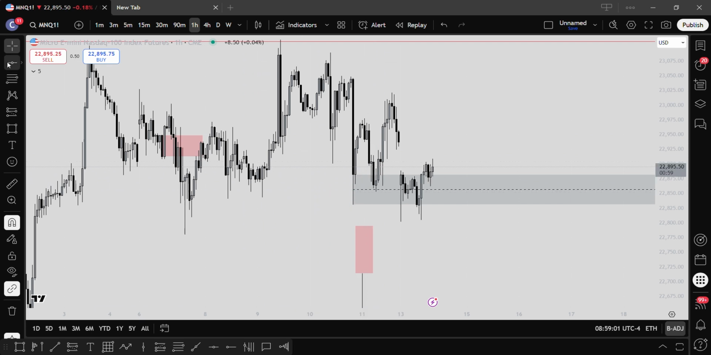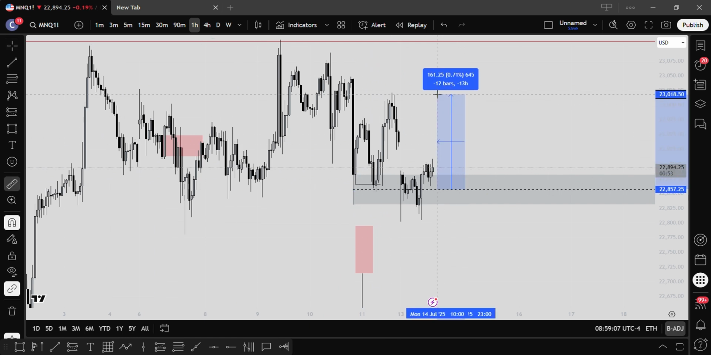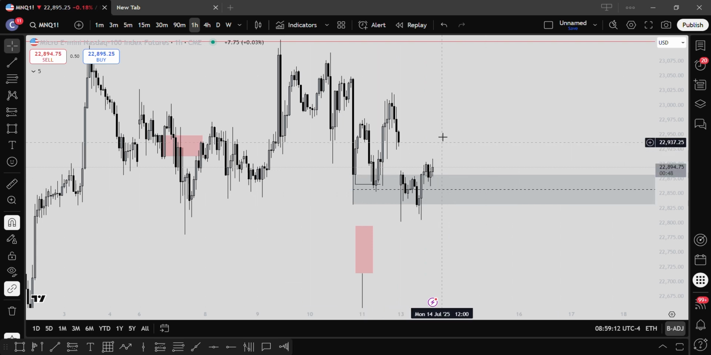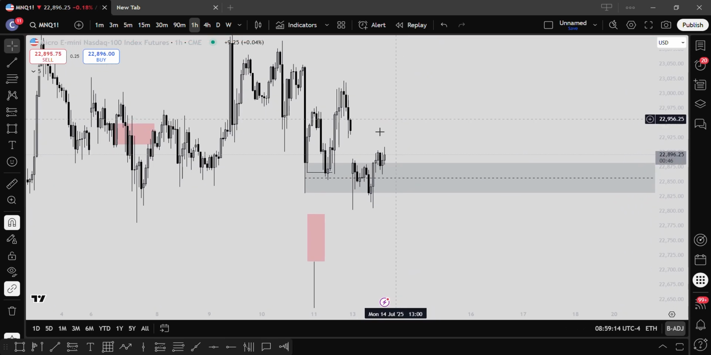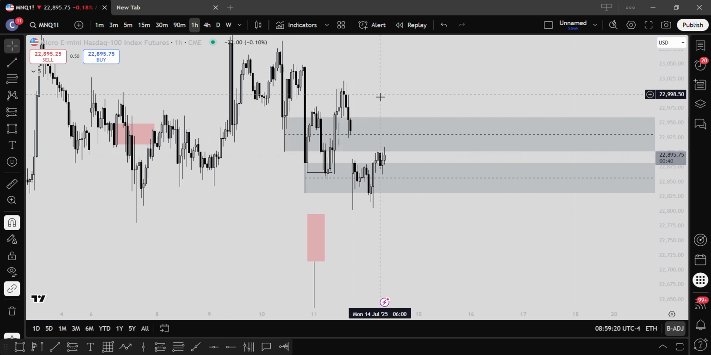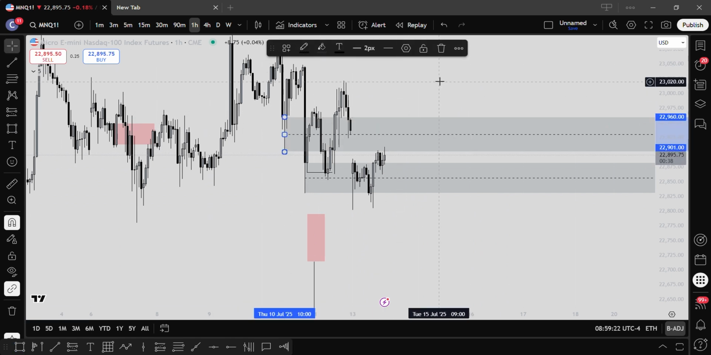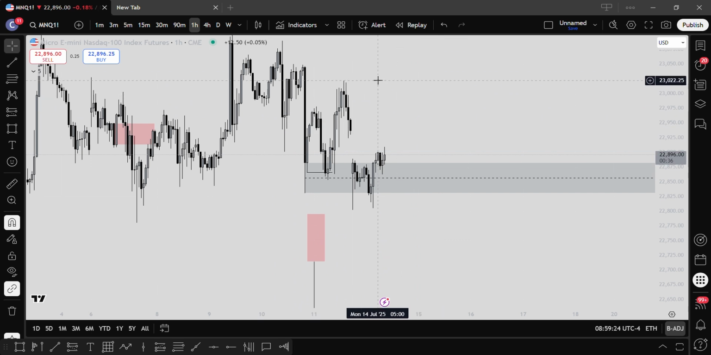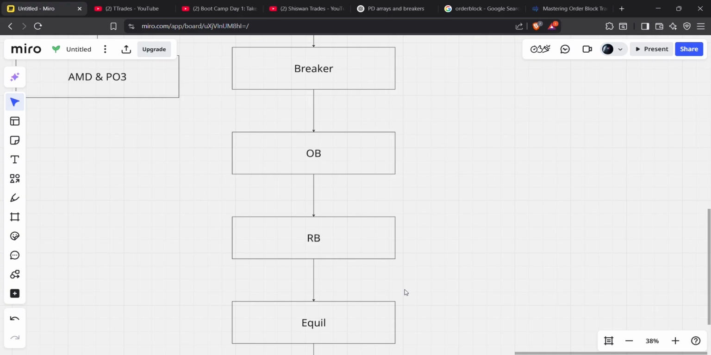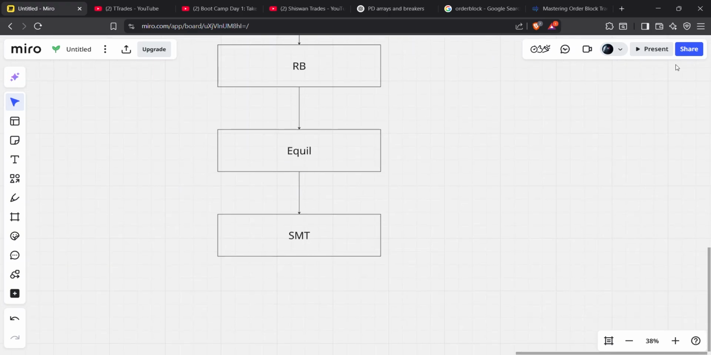Entering of the 50% of it, sweeping this engineered liquidity, printing 161 points. Yeah, that's what rejection blocks is. But you have to stack it with other confluences. See, like this one, it didn't work. You have to stack it with other confluences. But it allows you to bottom tick the market. Okay, next it's gonna be equilibrium and SMTs.